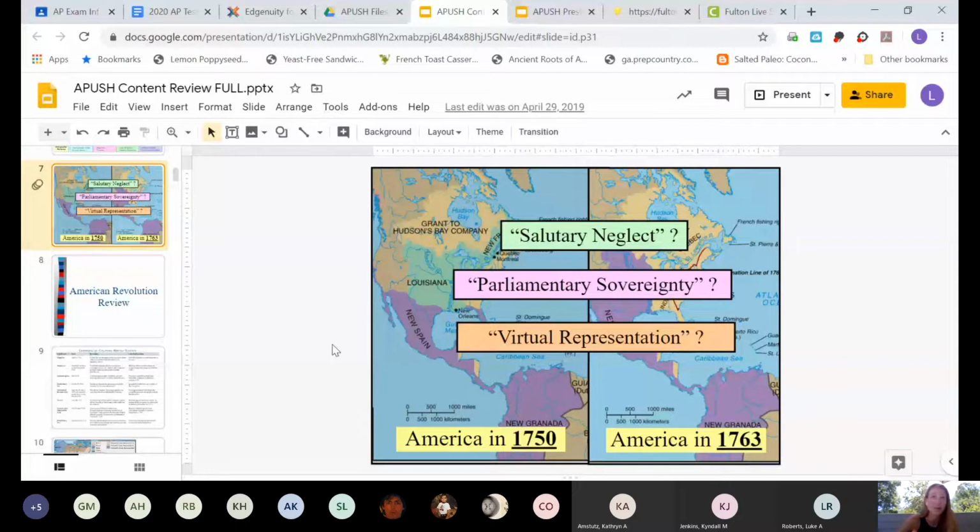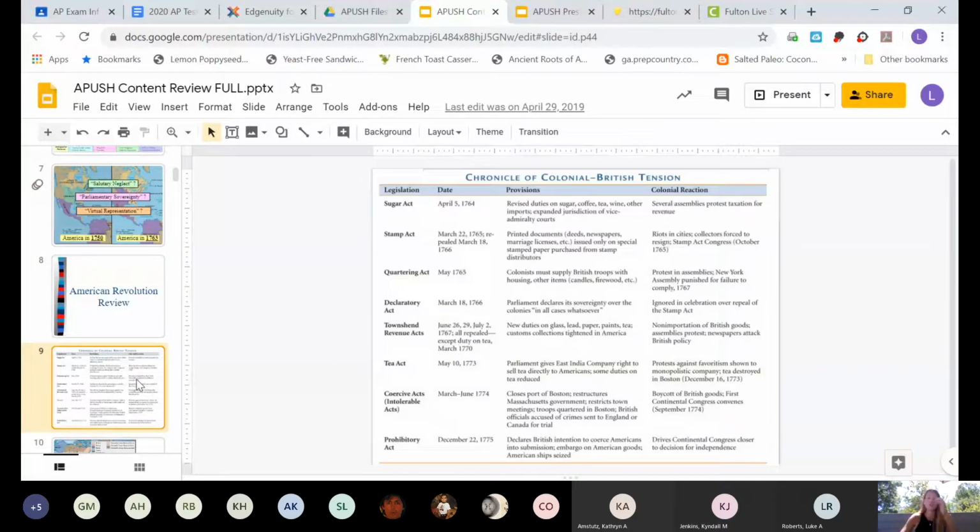They get less economic freedom because now we're going to have all of these forms of taxation put upon them, you know, everything from the Sugar Act all the way down. And they get more and more intense as we go.